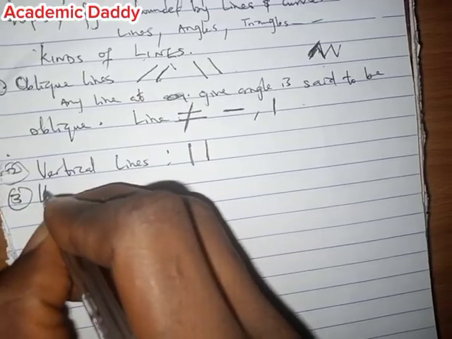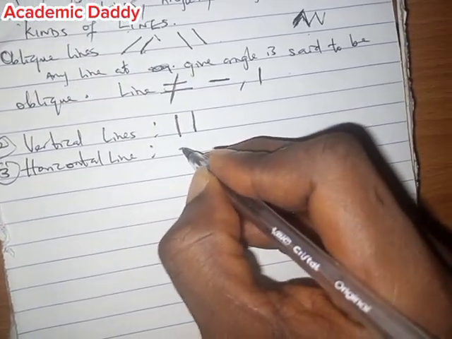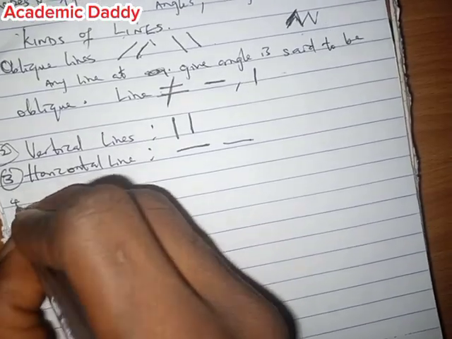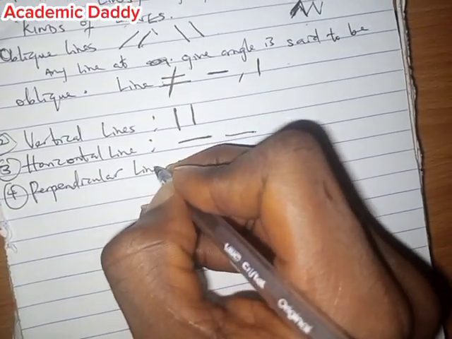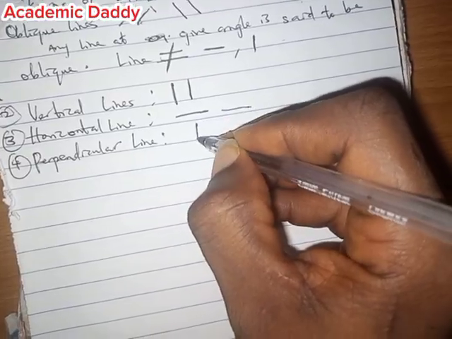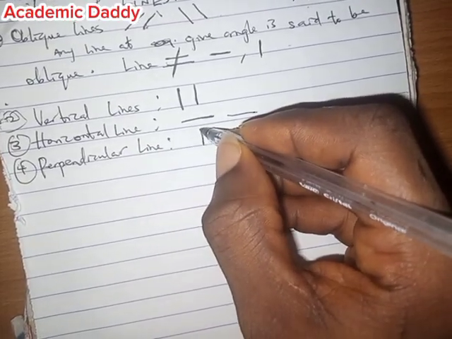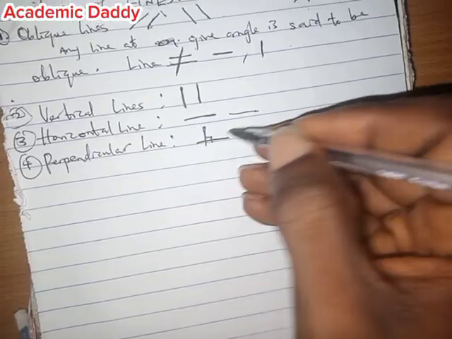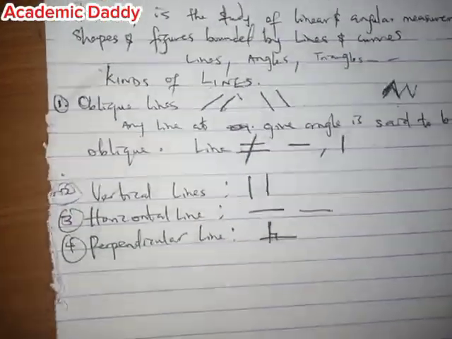So number 3 is the horizontal line. We can say they are extension of dots from left to right, or from right to left. It's the same thing. So now the fourth one, perpendicular line. We say that perpendicular lines are lines at 90 degrees. They are lines gotten when two lines meet, when the vertical and horizontal lines intersect. At the point of intersection, you get 90 degrees. So whenever a line is gotten by joining vertical and horizontal, we say that they are perpendicular lines.